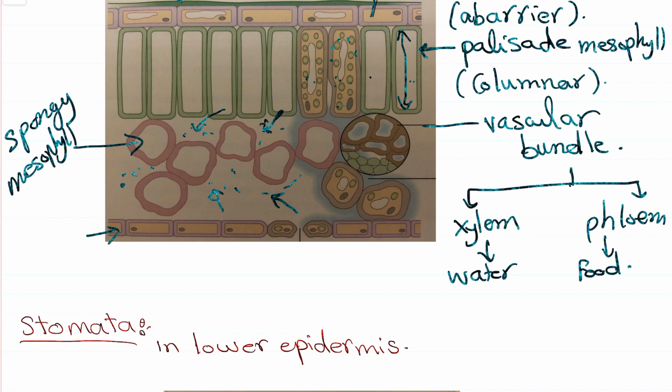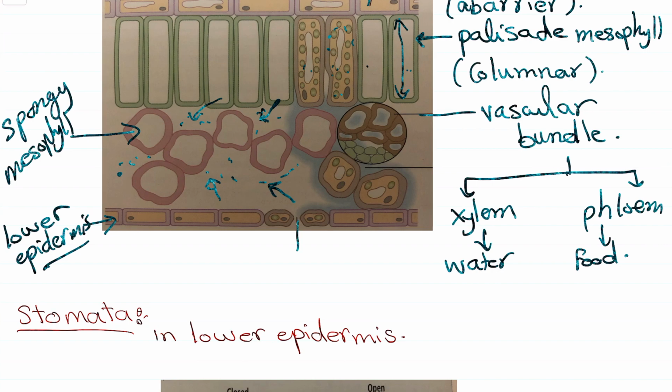Finally, we have the last one, which is the lower epidermis. In the lower epidermis, we have a special structure which is called stomata. The stomata open and close according to the light intensity. That's why light intensity is very important for photosynthesis. So when stomata open, they allow the entrance of carbon dioxide and the release of oxygen.